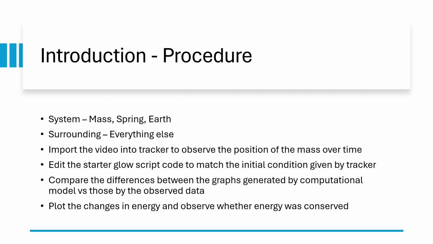To begin, I first imported the video into Tracker to observe the position of the mass over time. Next, I edited the starter GlowScript code to match the initial conditions given by Tracker. Then, I compared the differences between the graphs generated by the computational model versus those from the observed data. Then, I plotted the changes in energy and observed whether energy was conserved.